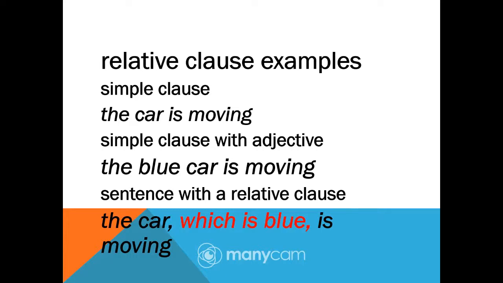The car, which is blue, is moving. Which is blue, the bit in red, is the relative clause. The main proposition or clause is the car is moving. The relative clause is embedded within it. And it's really giving you information about the car, so you can see that it's operating like an adjective.